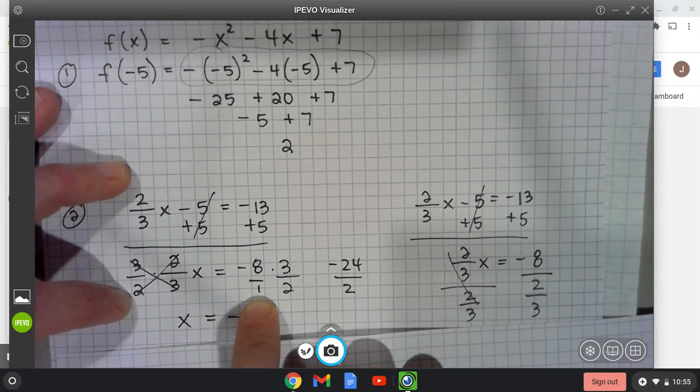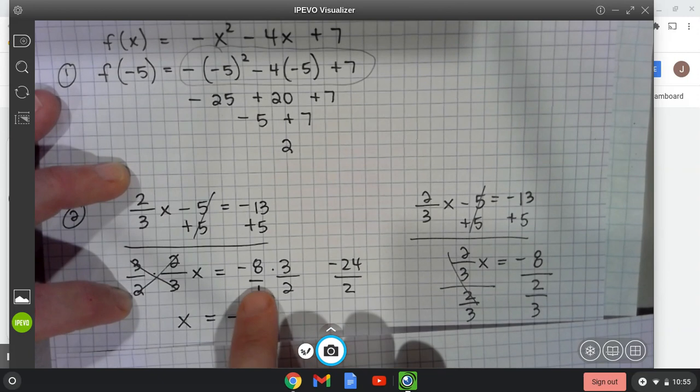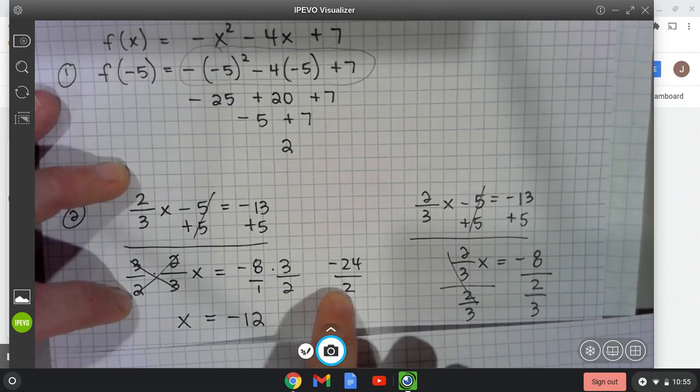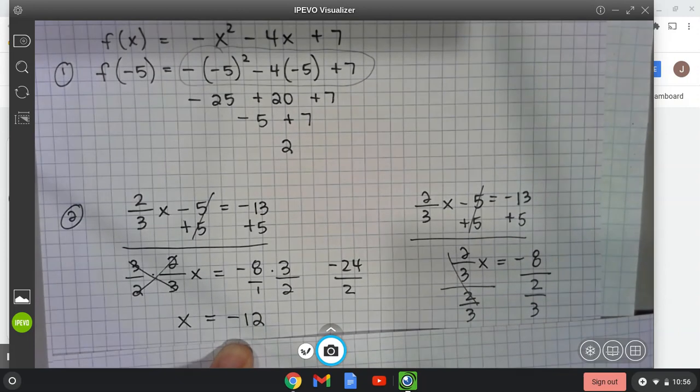All right, over here, I got negative 8 times 3 on top is negative 24. 1 times 2 on bottom is 2. Negative 24 divided by 2 is negative 12. So you definitely need a negative 12 to go into this function to make a negative 13 come out.